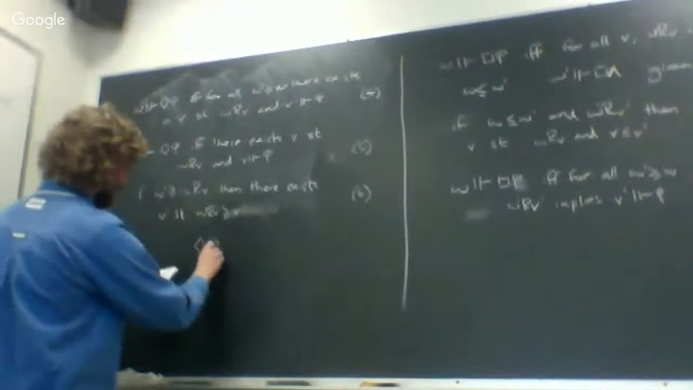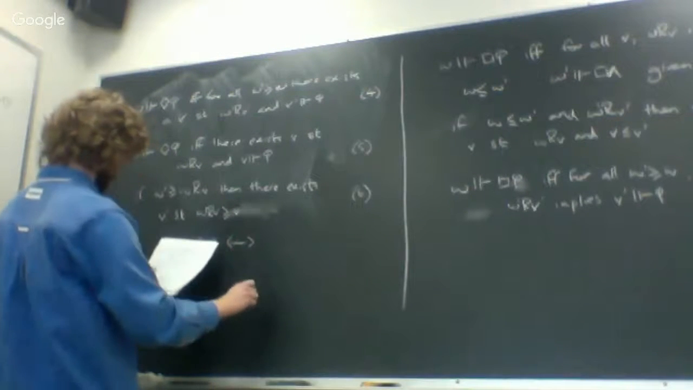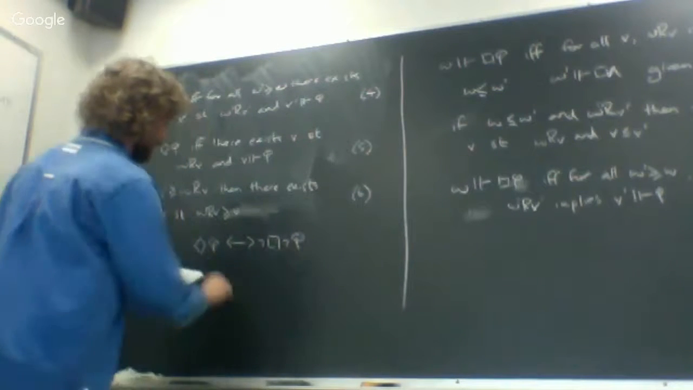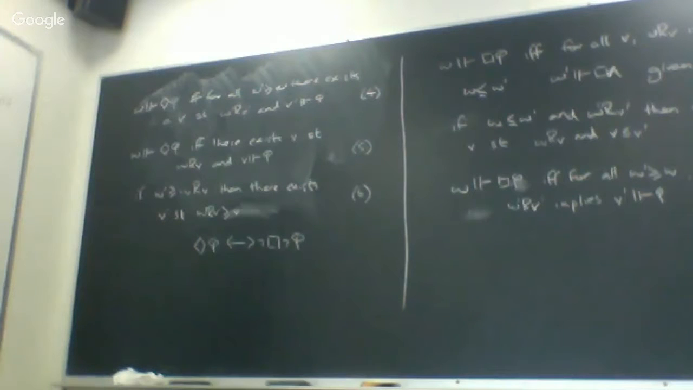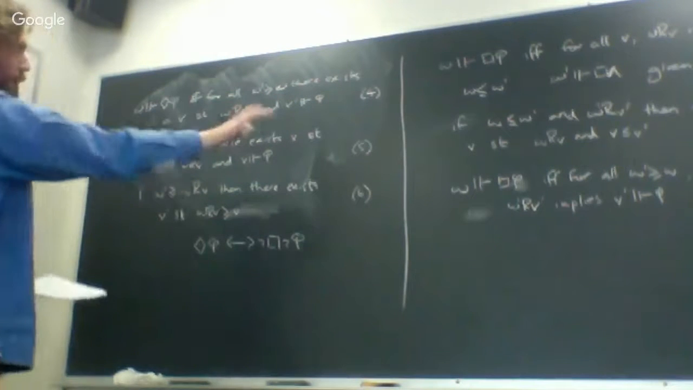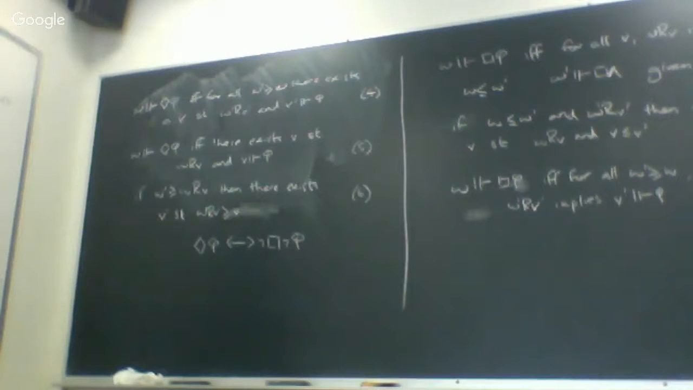So you can derive this, the usual kind of duality between box and diamond. That's taking 1, 2, 5, and 6 together. So the 2 satisfaction clauses, 1 and 5, and the frame conditions 2 and 6.